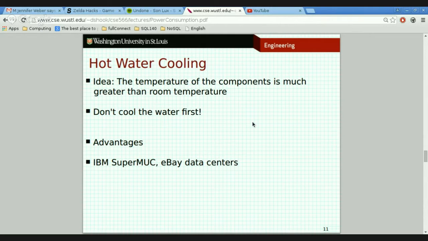In terms of hot water cooling, some practical examples of who's doing this. Sequoia, which is the #3 supercomputer in the world on the top 500. I believe that's the one at Lawrence Livermore National Laboratory, does this. They use hot water cooling. Also, the IBM SuperMUC computer, which is #14 on the top 500, also does this. eBay does this with their data centers, right? So hot water cooling is catching on, and I expect to see actually more of it throughout the next several years.